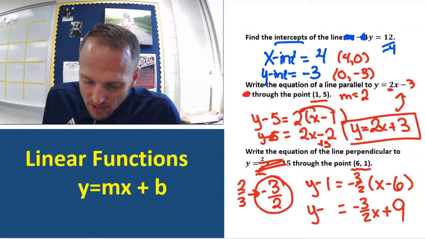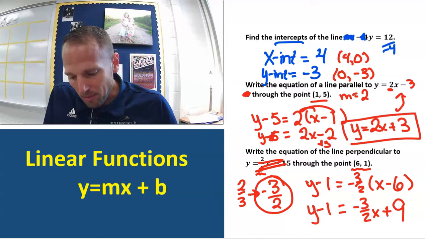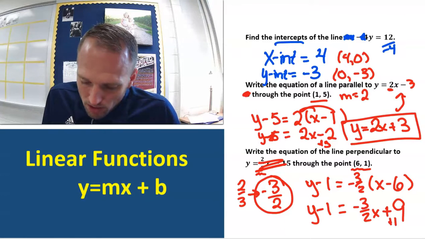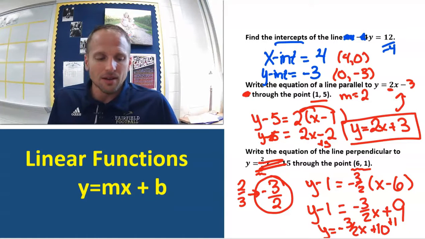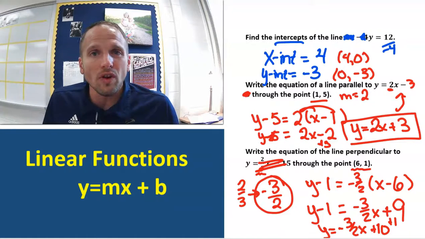And on the left side, we have y minus 1. One more step, add the 1 over. y equals negative 3/2 x plus 10. All right? That's it. That's all there is to it.